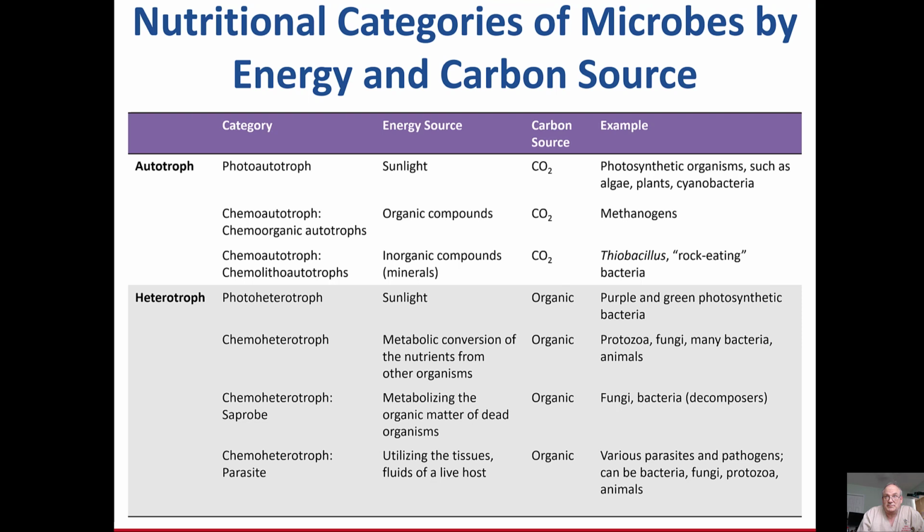Chemoheterotrophs, these convert metabolically nutrients from other organisms, protozoa, fungi, many bacteria, and animals, of course. Chemoheterotrophs metabolize organic matter of dead organisms, and the fungi and bacteria kind of fall in that group. Chemoheterotrophs, or the parasites, utilize the tissues, fluids of living hosts, various parasites, pathogens, bacteria, fungi, protozoa.